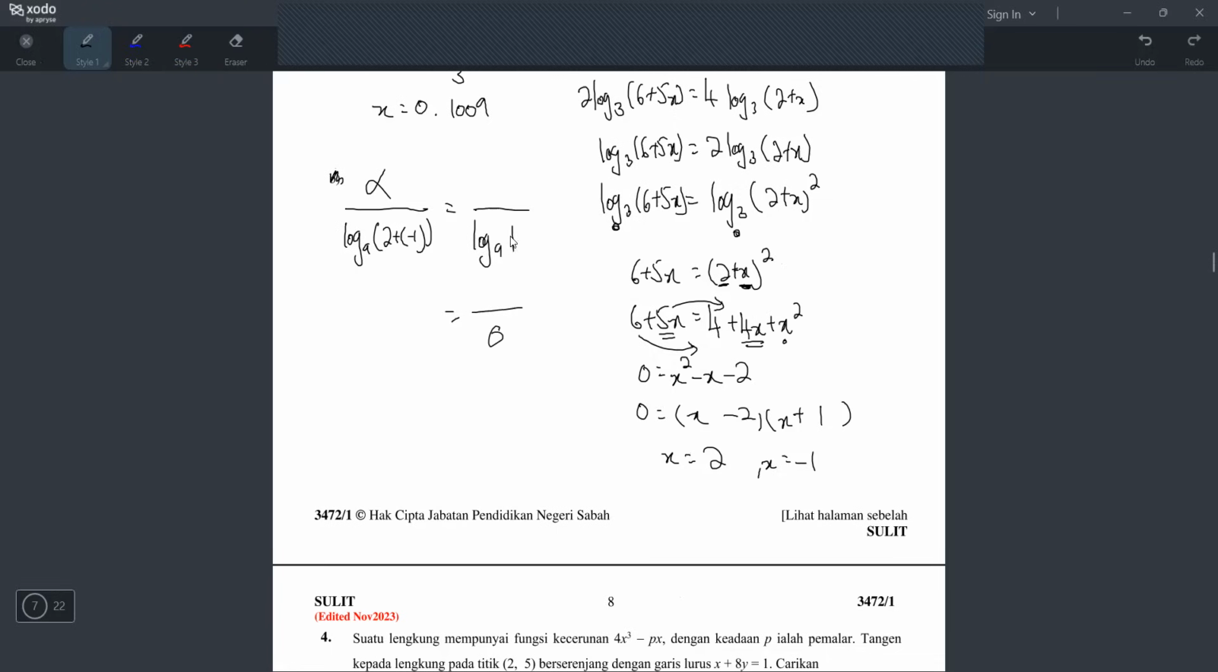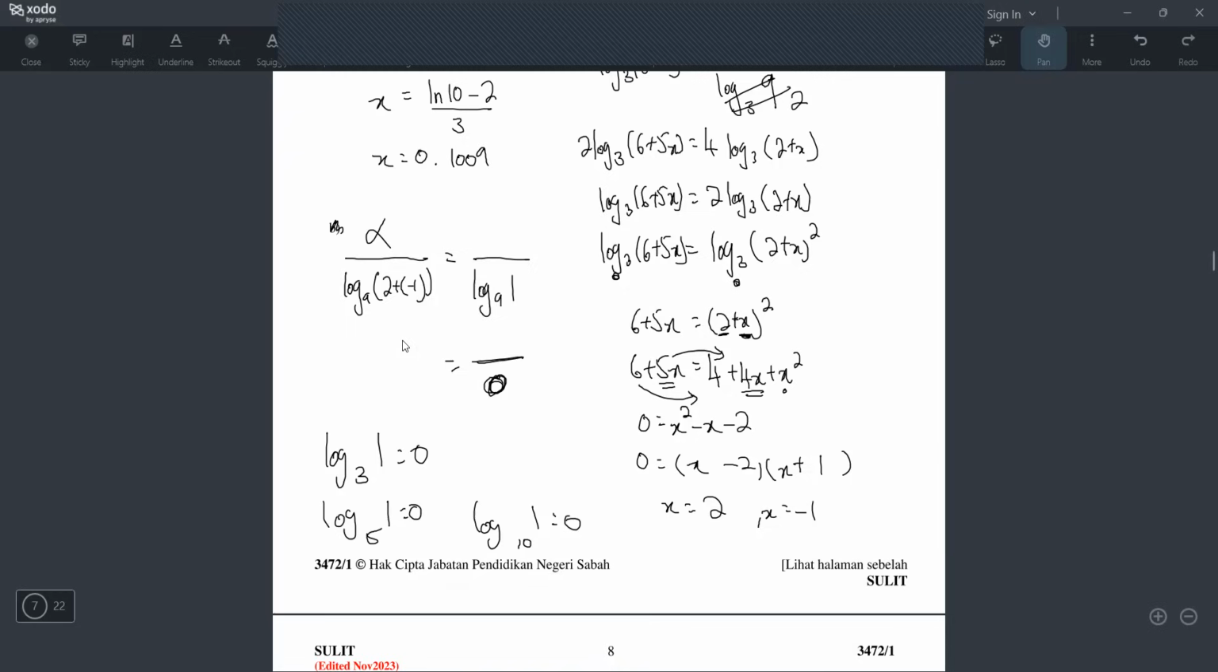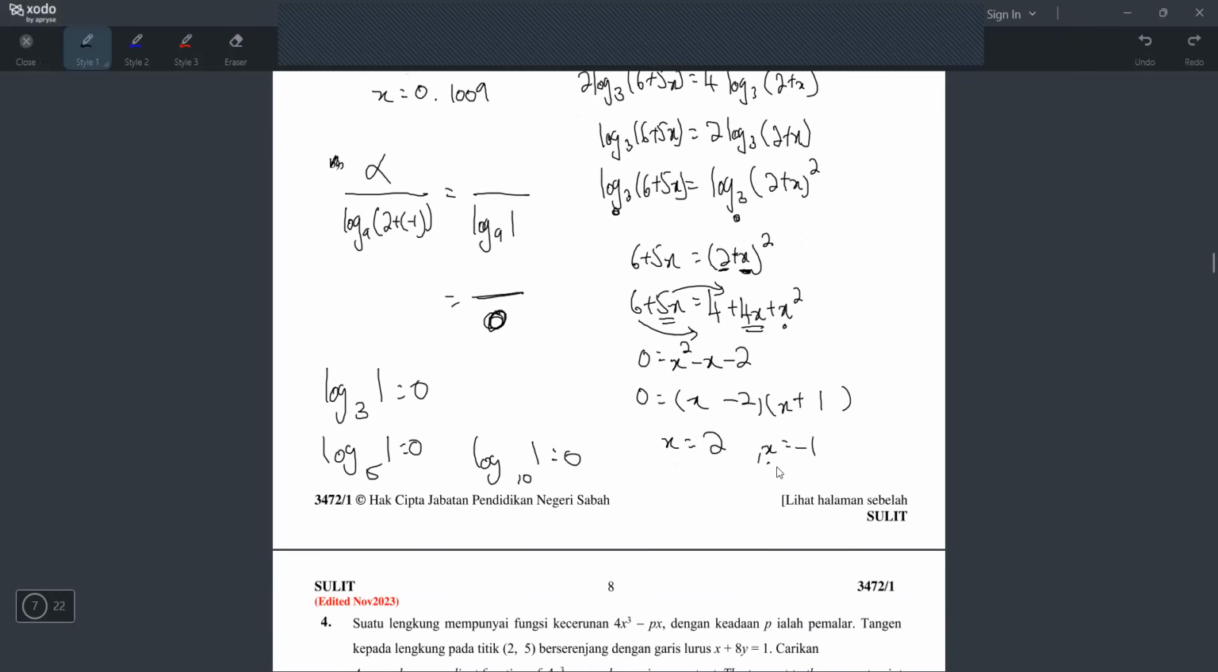Because log 1 will always be 0, no matter the base. If I have log 1 base 3, it will be 0. If I have log 1 base 5, it will be 0. If I have log 1 base 10, it will be 0. You can try with your calculator, but you have to use the white calculator. So you can try with any base. When you put any base and take log 1, you will get 0. And we all know that we cannot divide by 0. Do you remember this? Division by 0 is not possible. So what do I have to write here? We have to write rejected for this answer, right? And the reason is very easy. The reason is that when x is negative 1, the denominator will be 0.